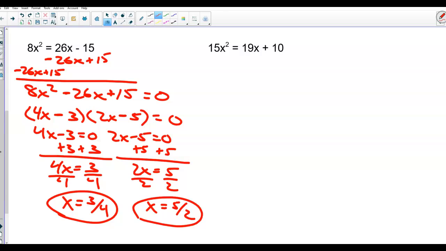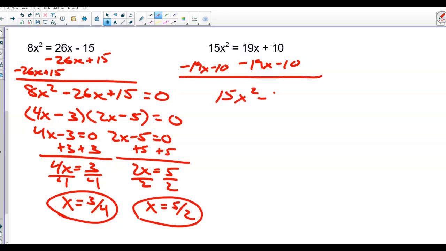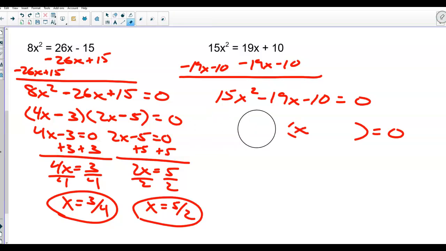The second problem, I'm going to move the 19x and the 10 over. In this case, I have to subtract them both. So I'm left with 15x squared minus 19x minus 10 equals 0. The 15x, once again, there's no GCF, so I'm going to start with 5x and 3x.